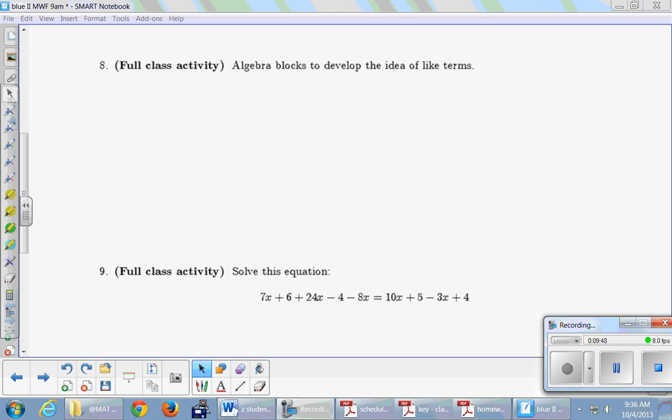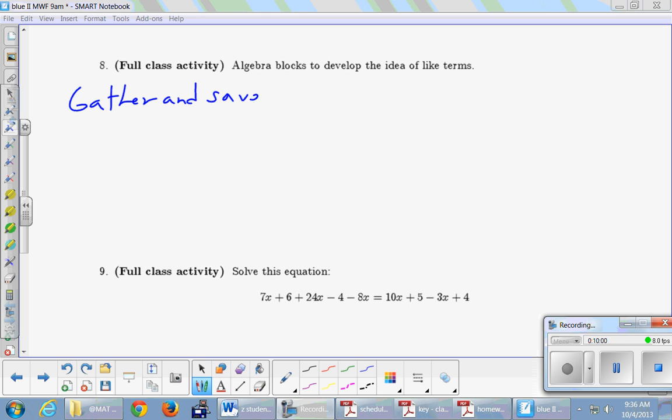So here's what I want you guys to do. This is a group activity, not an individual thing. What you're going to do is gather and save something that represents 2x plus 5. Can you guys find something that represents 2x plus 5? Gather it together and save it. Set it off to the side.